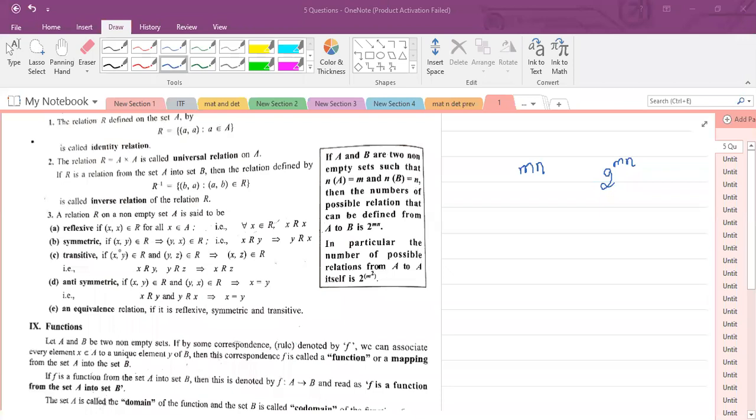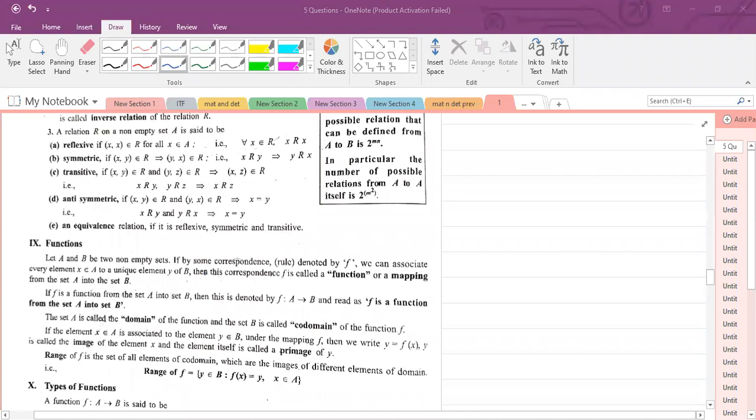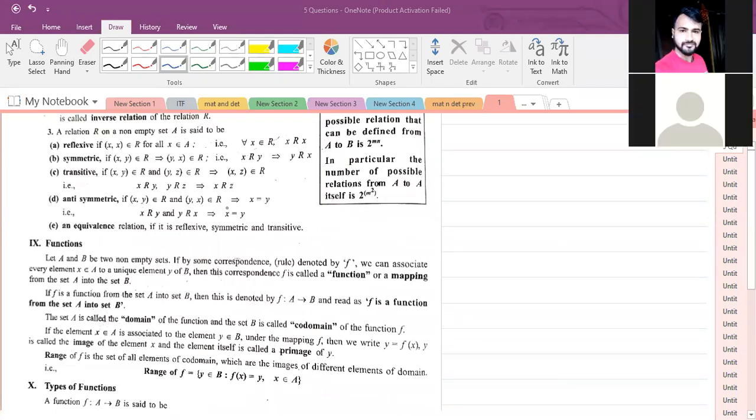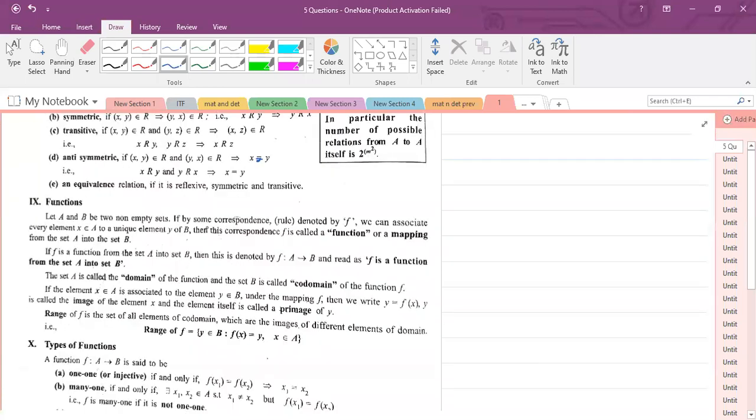Next, reflexive, symmetric, transitive. You are familiar with reflexive, symmetric, and transitive. Anti-symmetric is a new word. If (x, y) belongs to R and (y, x) belongs to R implies x is equal to y, then we call it anti-symmetric. Then function. So go through this: function, domain, range.